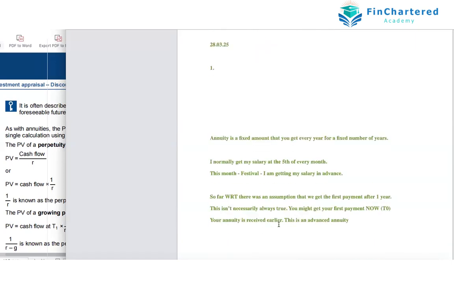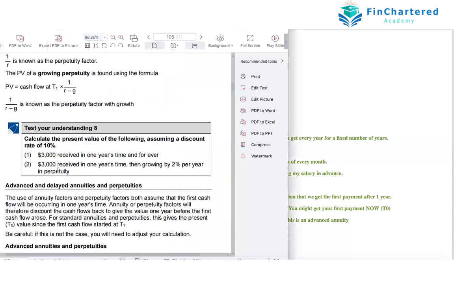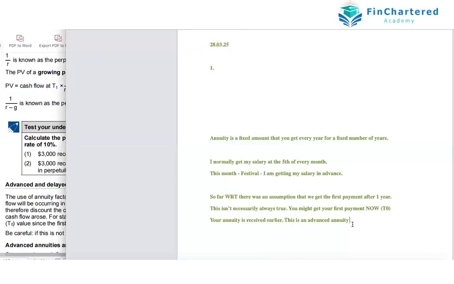So your annuity is received earlier, and this is an advanced annuity, right? And obviously perpetuity also, it's the same thing. The same logic applies to perpetuity as well. You might get your money now, as in time 0 also.